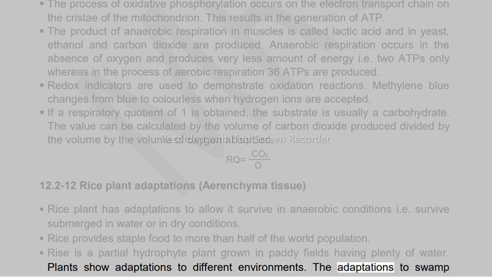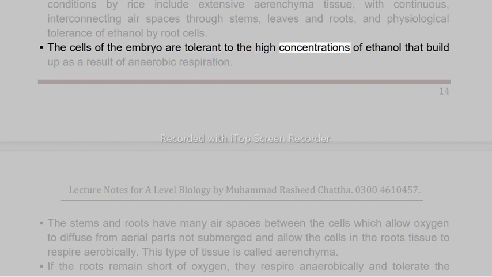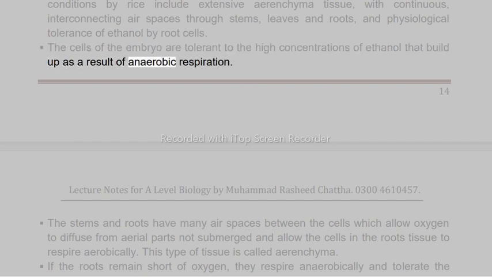The adaptations to swamp conditions by rice include extensive parenchyma tissue, with continuous, interconnecting air spaces through stems, leaves, and roots, and physiological tolerance of ethanol by root cells. The cells of the embryo are tolerant to the high concentrations of ethanol that build up as a result of anaerobic respiration.